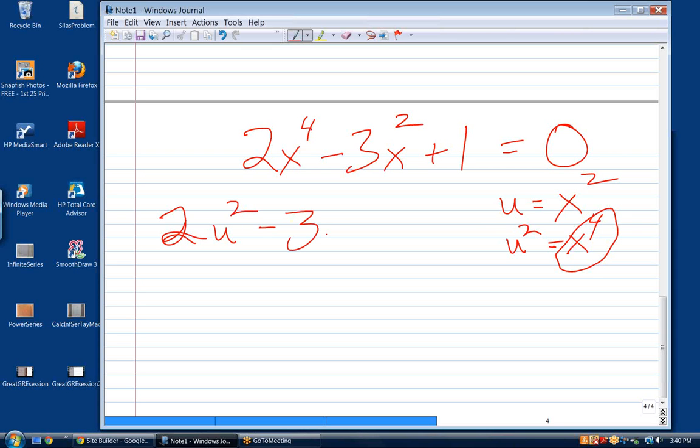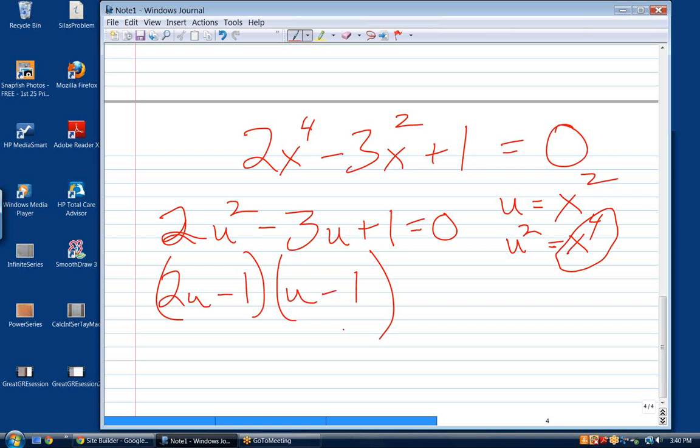Okay, minus 3u plus 1 is equal to 0. Now let's factor that in u. Not really any other choices. It's got to be minus 1, minus 1. Does that work? Yeah. Okay. So, yes, it does. So my solutions are u equals 1/2 and u equals 1. So now what?